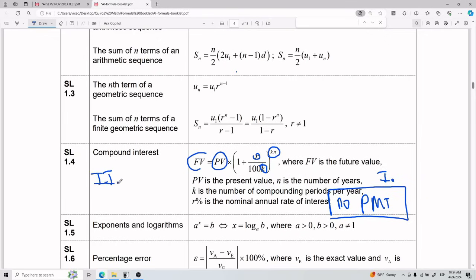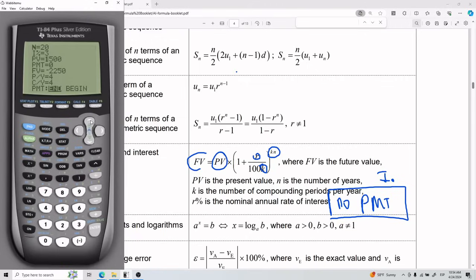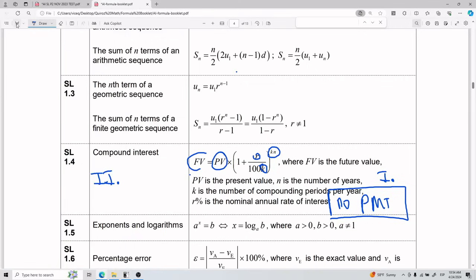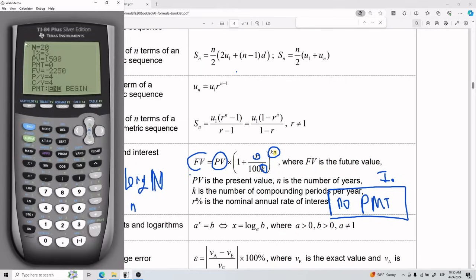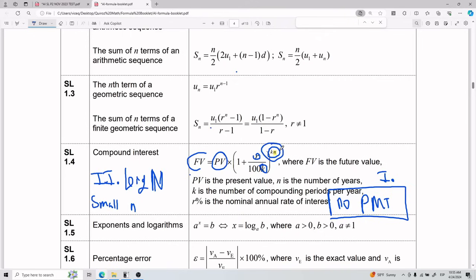So that is difference number one, the no PMT thing. Difference number two is that on the finance app, you have an N, and for the compound interest one, you also have an N. But careful, on the finance app, you have big N, and on the compound interest one, you have small n. And yes, there's a difference. The difference is that big N is k times n. And so k times n gives you big N, okay? So big N is k times n, and little n just stays as n, okay?